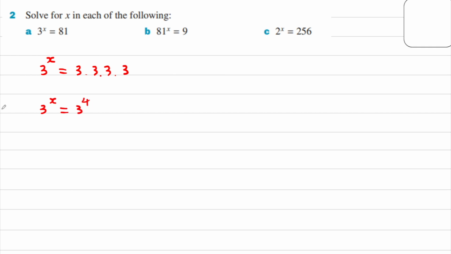And then after this, you can see that the base numbers on both sides of this equation are the same. So just let the exponents equal each other, x equals 4.